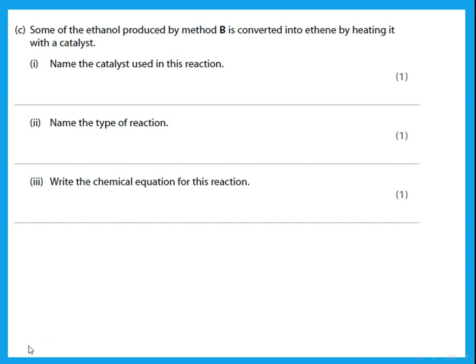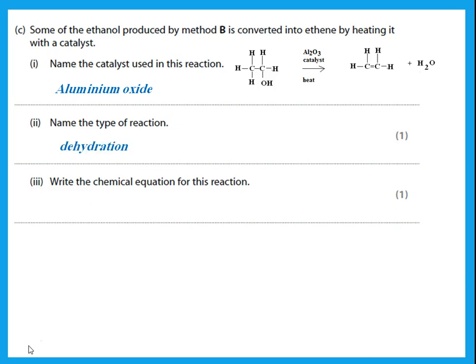Some of the ethanol produced by method B is converted into ethene. Now, this is where you're starting with ethanol and you're changing it into ethene. We said this is a reaction called dehydration. Now, what was the catalyst in this reaction? The catalyst in this reaction is aluminium oxide, or you could call it alumina. The type of reaction, we said this is removing water from something, so this is called dehydration.